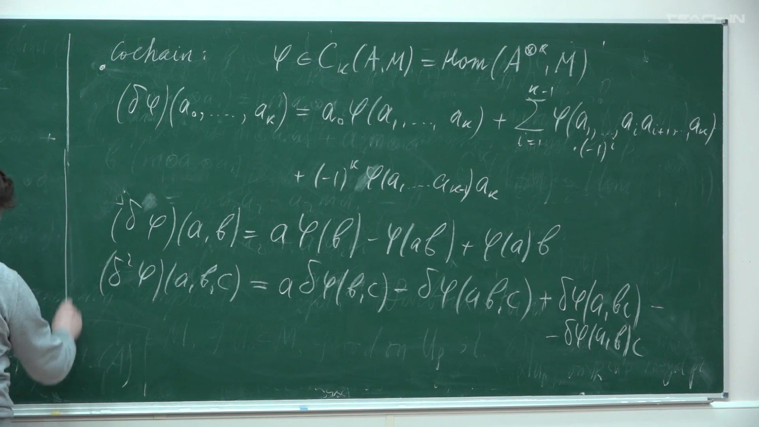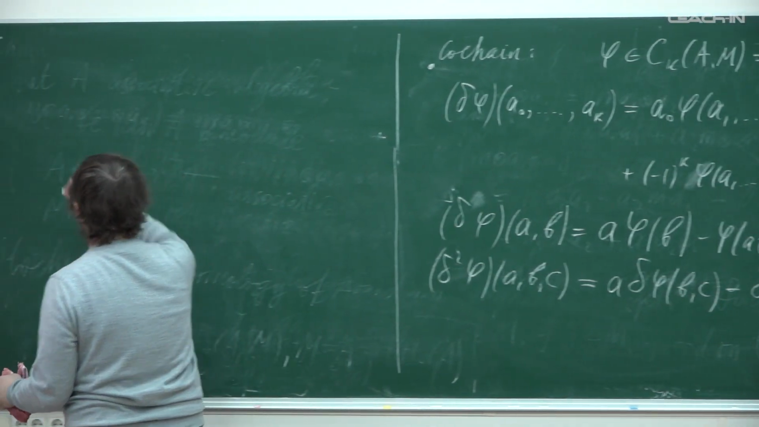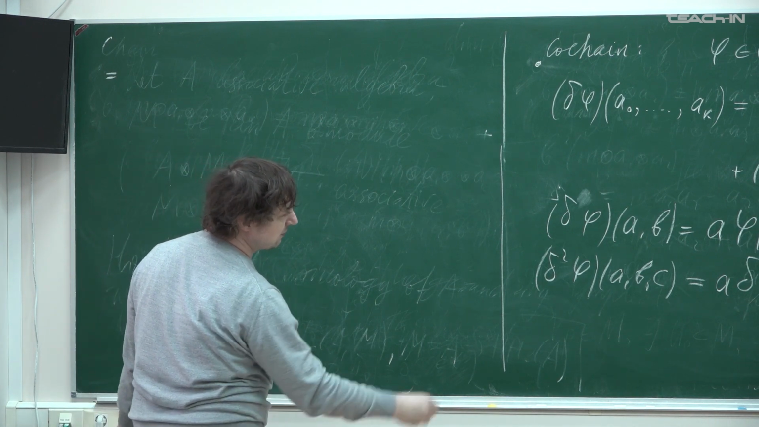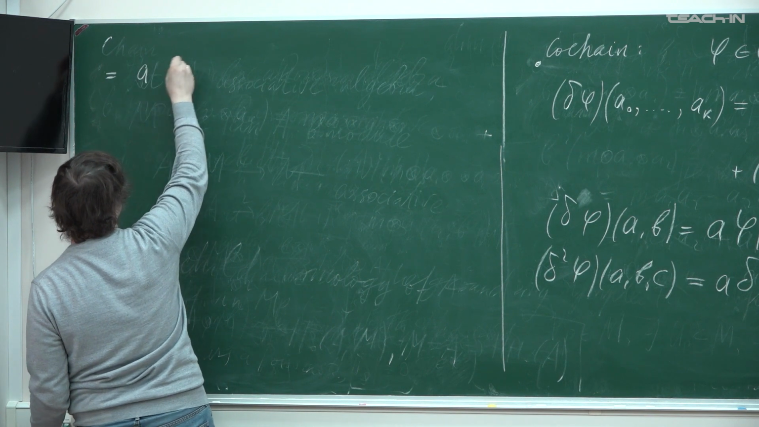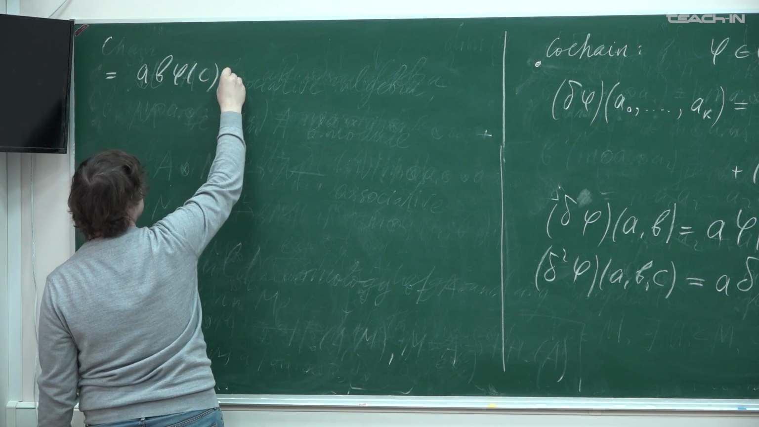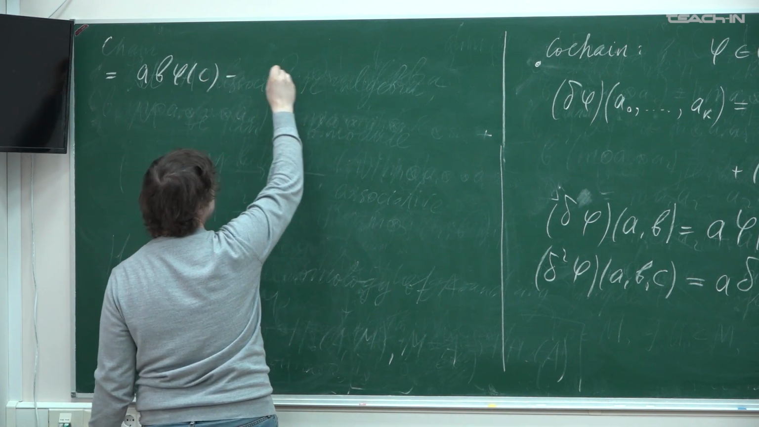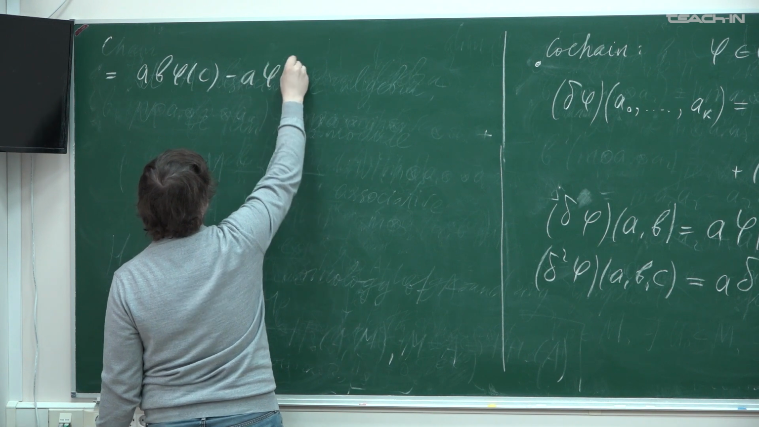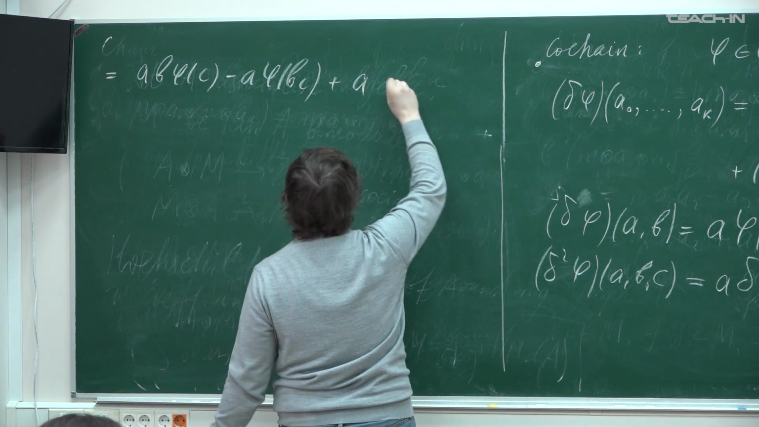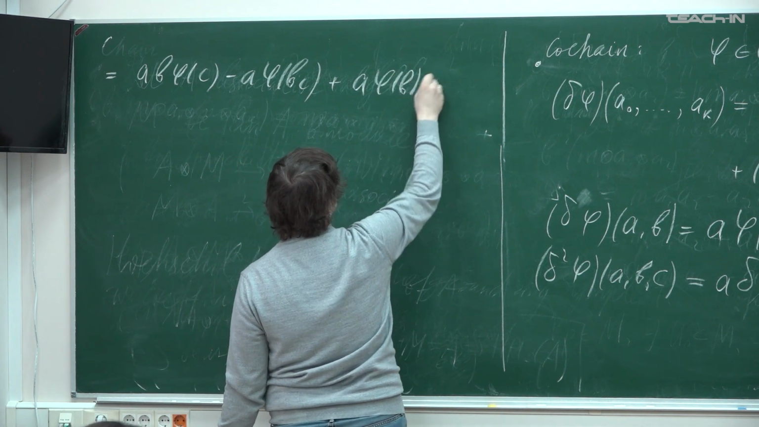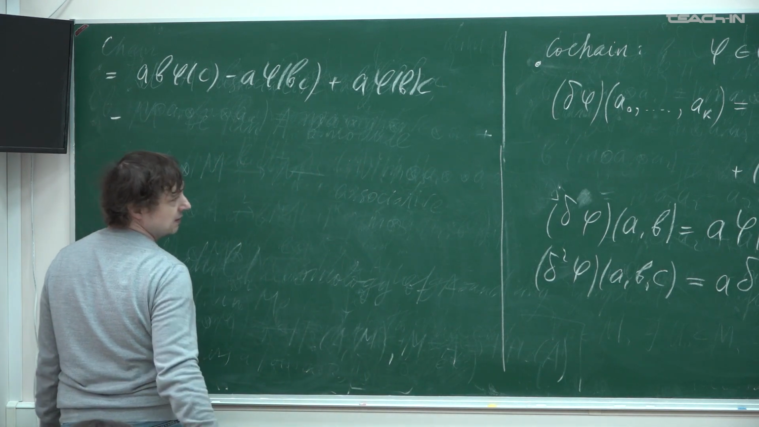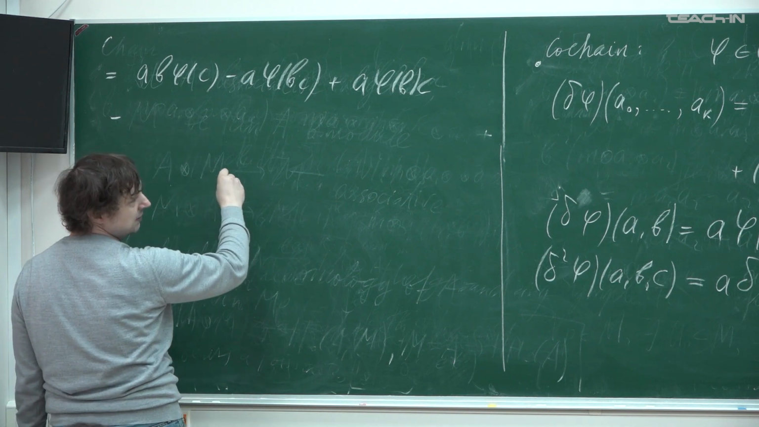So let me proceed with this formula. Instead of delta phi of BC and everything, I'll plug in these formulas. So what do I get? A times B phi of C minus A times phi of BC plus A times phi of B times C. That's the first term. Now we have minus delta of AB C.